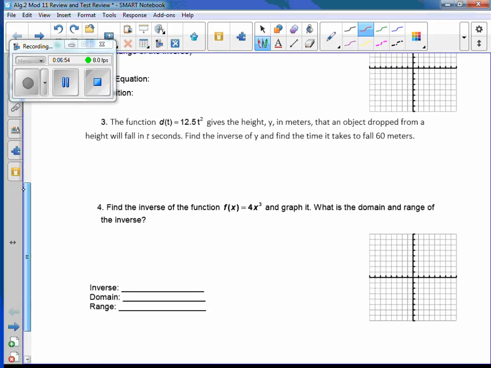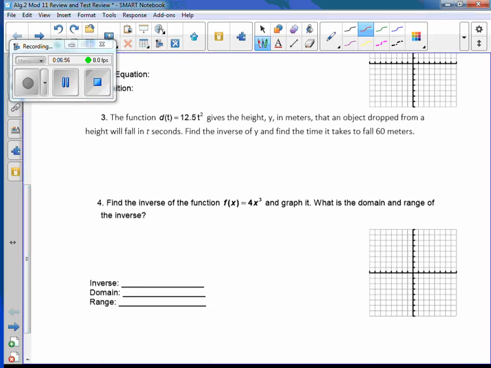All right, so let's go to number 3. It says a function d of t equals 12.5 t squared gives a height y in meters of, and that should really be d of t, this should really be d, that an object dropped from a height will fall in t seconds. Find the inverse. So the original function is 12.5 t squared.